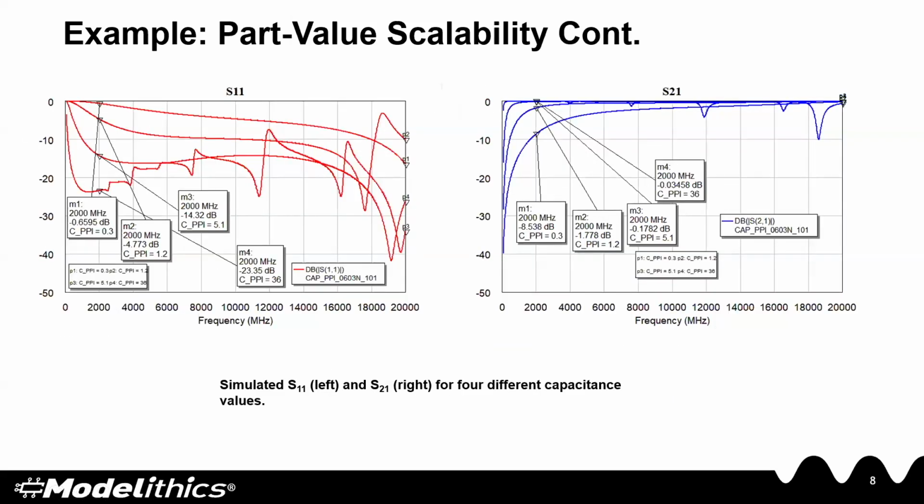We have S11 on the left and S21 on the right. And you can see how the model scales appropriately with respect to the capacitance values. So each graph shows the results for those 4 different capacitance values. And we see how the performance of the model changes appropriately. So again, this is very useful because it allows these models to be well suited for tuning and optimization.